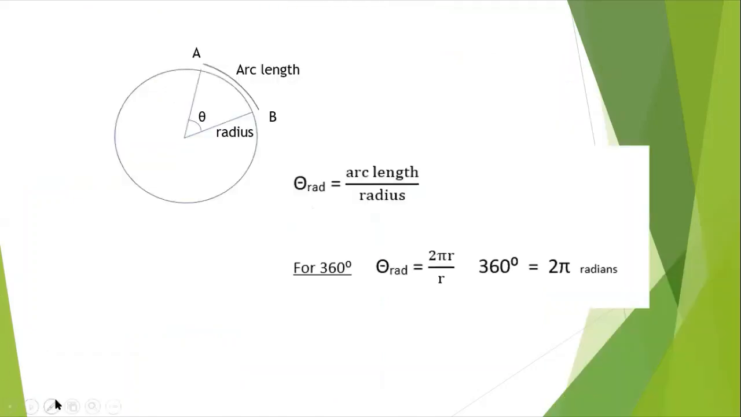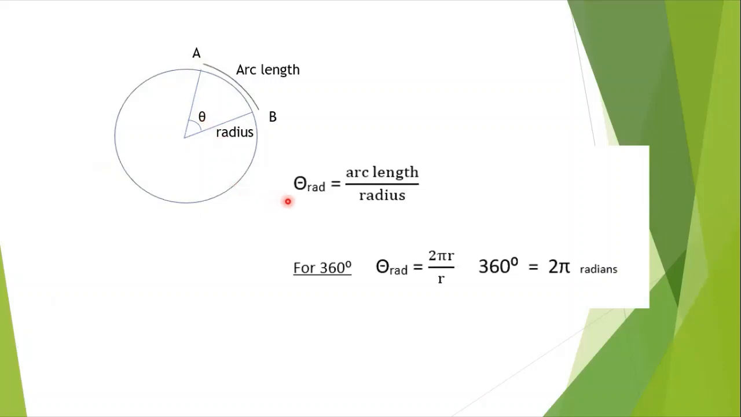Now, if we have an object moving in a circle from A to B and round again, and we're going to assume that it's moving at a constant speed, it moves through a linear distance from A to B, which is equal to the arc length, but it also moves through, or subtends, a certain angle, which I've called theta. And we can describe theta in degrees or in radians.